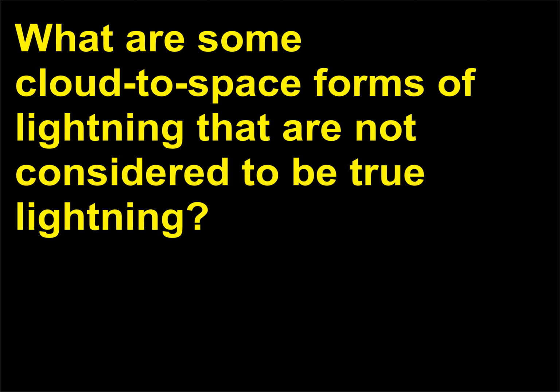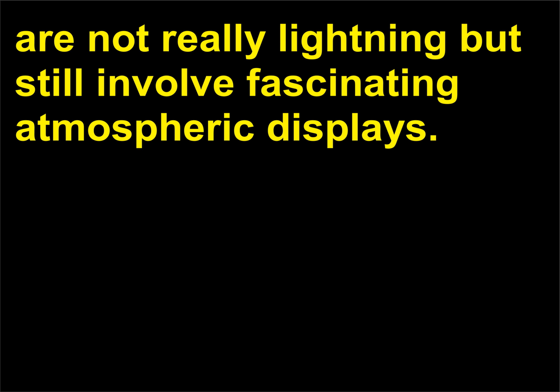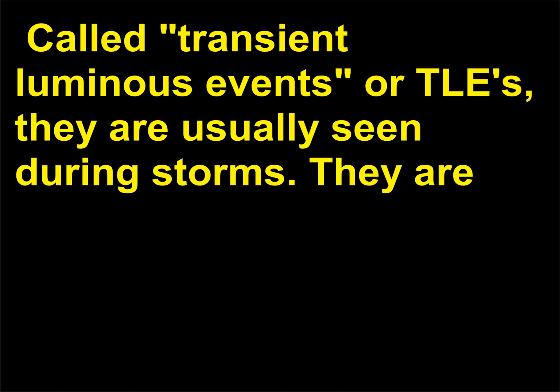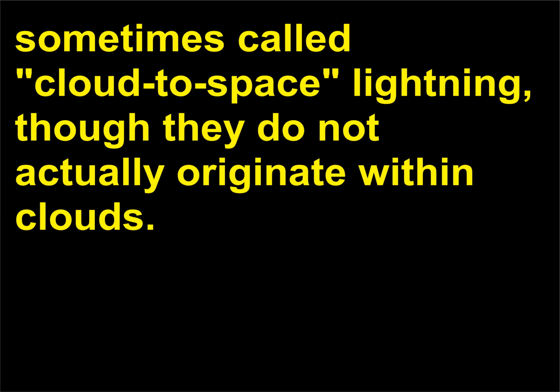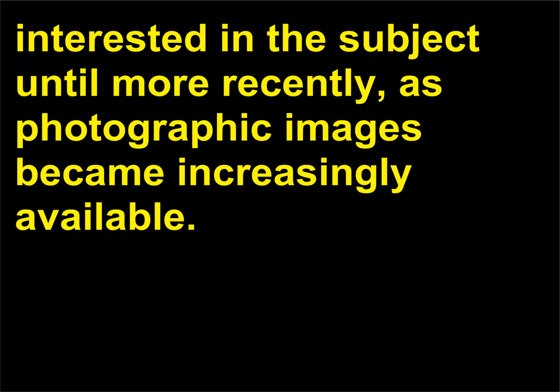What are some cloud-to-space forms of lightning that are not considered to be true lightning? There are four types of electrical phenomena that have been observed that are not really lightning but still involve fascinating atmospheric displays. Called transient luminous events or TLEs, they are usually seen during storms. They are sometimes called cloud-to-space lightning, though they do not actually originate within clouds. The first scientific paper on these phenomena was published in 1886, but scientists were not very interested in the subject until more recently, as photographic images became increasingly available.